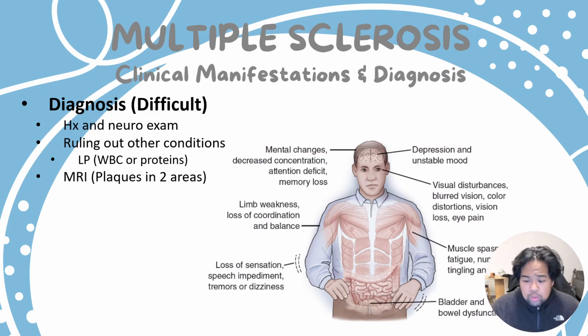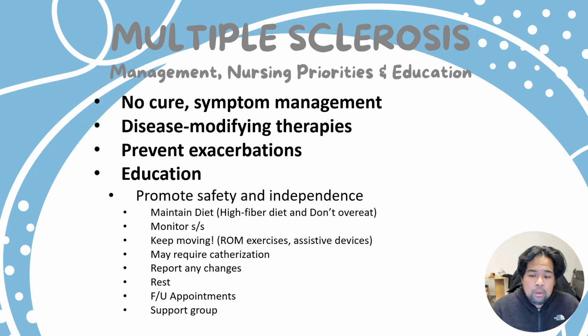If you look at this image right here, again, this is straight from your book. These are the signs and symptoms. You guys need to memorize this. One thing to note is that there is no cure for this. So our main focus as nurses is symptom management. They might do disease modifying therapies, give medications to help control their symptoms, as well as corticosteroids to help with the exacerbations, or muscle relaxants, anticholinergics when they start having bladder issues, as well as antidepressants and anticonvulsants as needed.